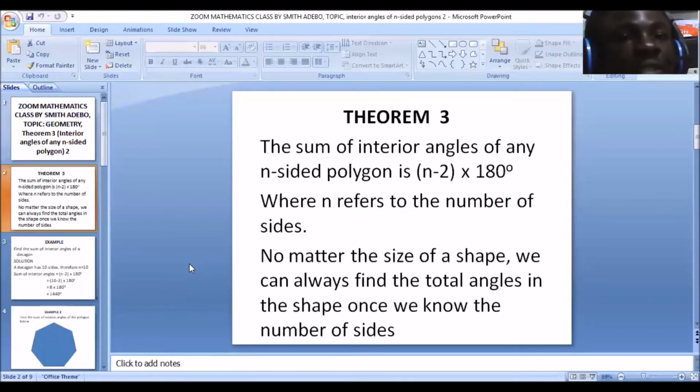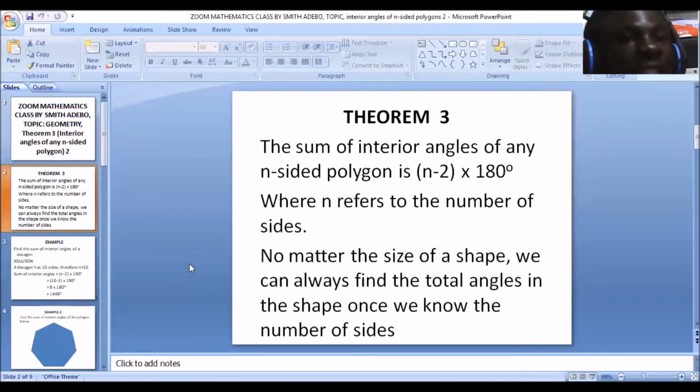A rectangle is a quadrilateral and it has four sides. If you are finding the sum of interior angles inside a rectangle, it's equal to n minus 2 times 180 degrees, where n is equal to the number of sides also. Now, no matter the size of a shape, we can always find the total angles in the shape once we know the number of sides.